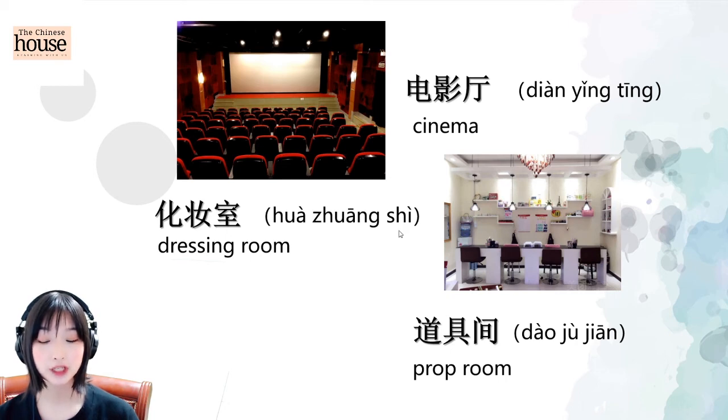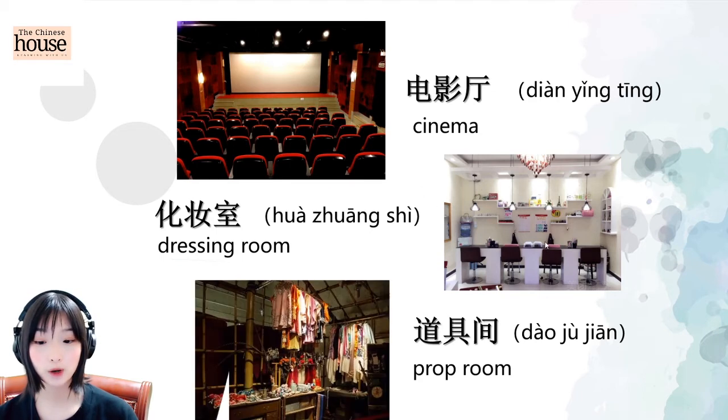Dressing room, 化妆室. 化妆 means makeup, 室 means room. Then prop room, 道具间. 间 has the same meaning as room, 室 or 厅, but with a slight difference. Just remember, if you are describing a prop room, you should use 间 and not 厅 or 室. 道具间.